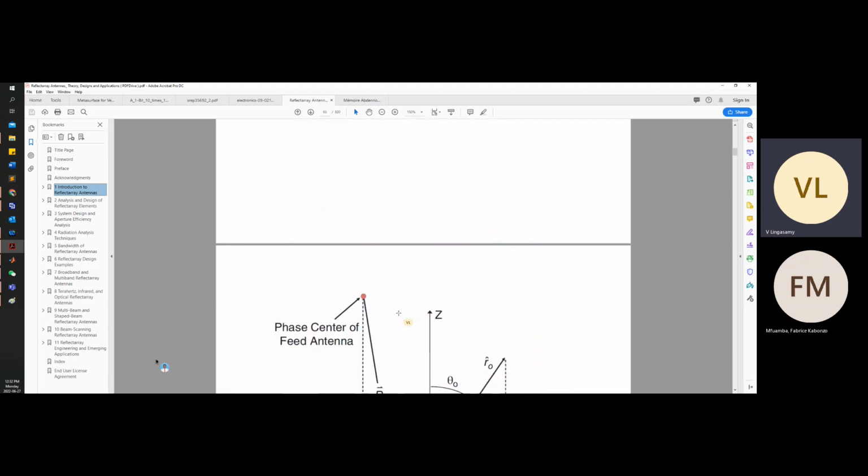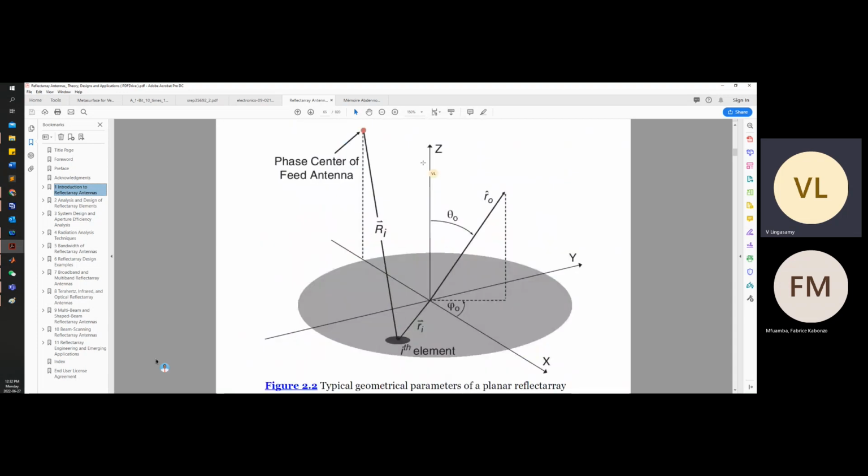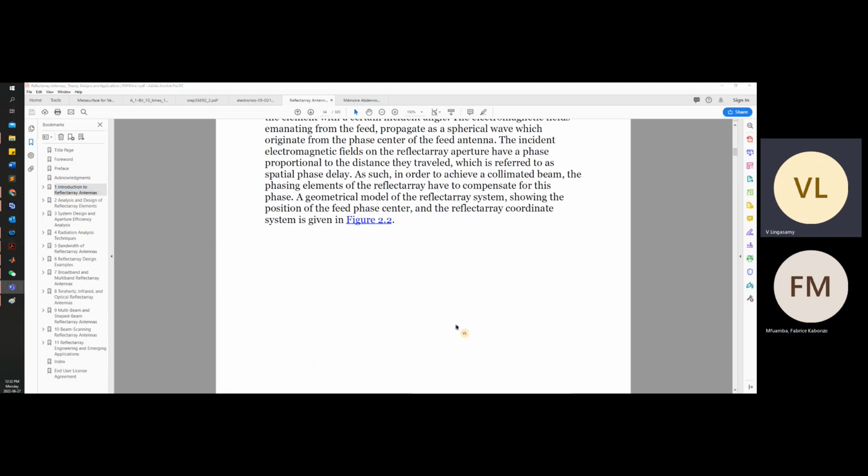So K into Ri means, for example, if it is a center fed reflector with no offset, it's a broadside beam we are considering. So there I don't have phi naught or anything. I will have only simply K into Ri. So if Ri is 2 lambda, let's say 2 lambda.